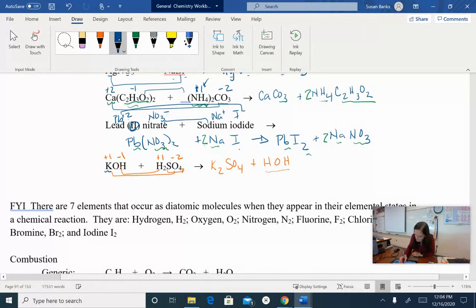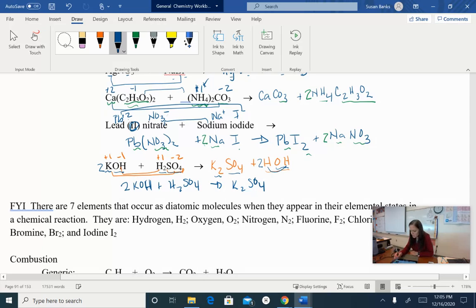So I've got 1 potassium, 2 potassium, so I need to double this. And the other thing I want to really look at is my sulfate group. I've got 1 sulfate group and 1 sulfate group. And then I've got 2 hydroxide groups, so I'm going to need 2 hydroxide groups, and I've got 2 hydrogen groups and 2 hydrogen groups. Okay, so let's rewrite this simplified. 2 KOH plus H2SO4, so 2 potassium hydroxides, 1 sulfuric acid will get me potassium sulfate and HOH.